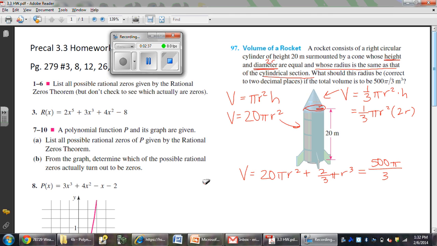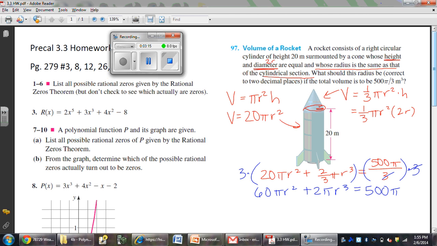I'm going to take away the V equals at the beginning here. Then I'm just going to simplify this equation. What I notice first is that I have a fraction over here and a fraction in the middle. What I can do to fix that is multiply both sides by 3. So 3 times 20 is 60 pi r squared. And then 3 times 2/3 would be 2 pi r cubed equals, and over here the 3's would cancel out, so it would just be 500 pi.